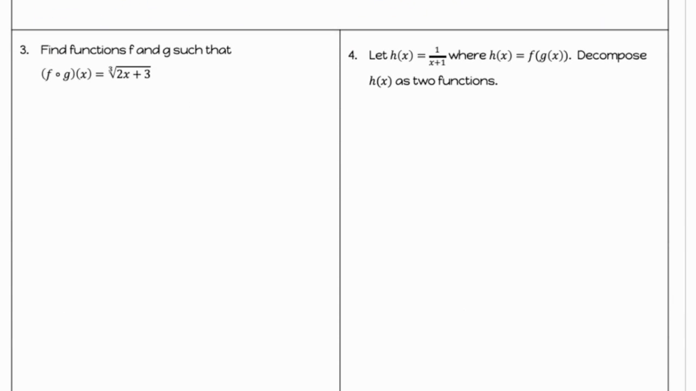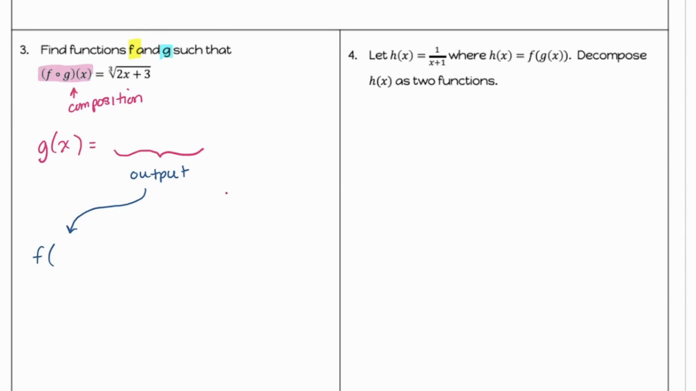So for number 3, find functions f and g such that the composition is equal to that cube root of 2x plus 3. So here's my composition, my answer, right? So let's think backwards. Somehow I start off with my g function. Something happens or some function is given to us and we have an output. That output is our new input for our f function. And when I do that, I end up at my answer, the cube root 2x plus 3. So what could these functions have been? So again, various answers.